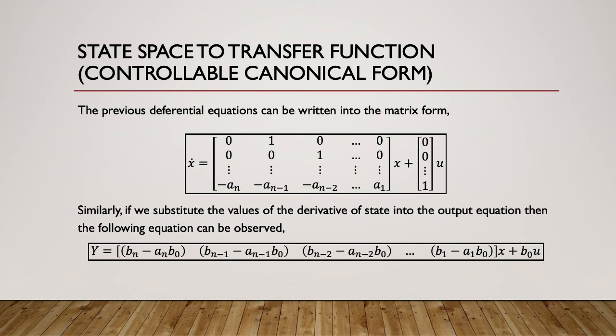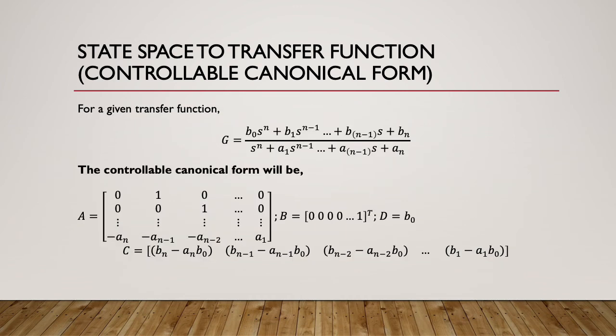Similarly, if you substitute the values of x1, x2 and x3 in the output equation y, you will end up with the following formula for y: the C matrix is b_n minus a_n b0, b_(n-1) minus a_(n-1) b0, and so on, and the D matrix will be b0 into u. Now, the controllable canonical form can be summarized like this: if we have a transfer function G, then the A matrix equals this, and B, C and D are like this.